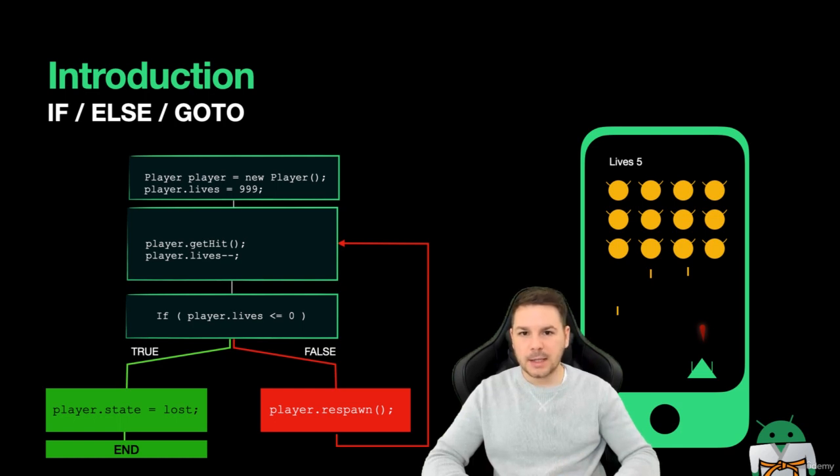If the player now has less than or equal to 0 lives, we lose the game. Otherwise, the player will respawn and wait until the player gets hit again, or until the player wins the game. So this is our circle, our function code, our flow graph over here.